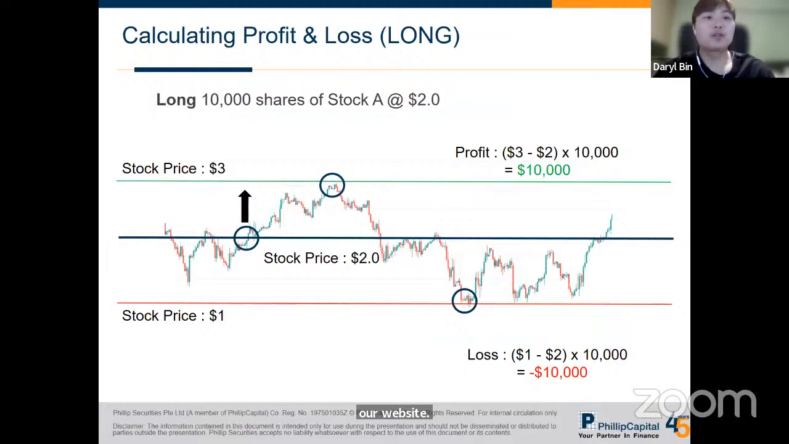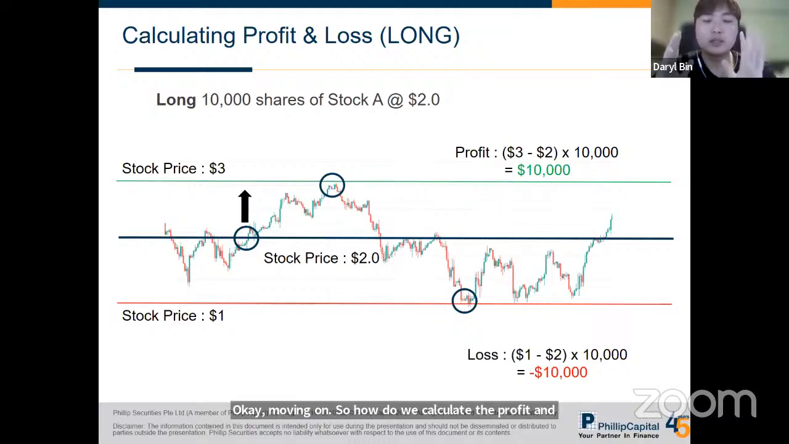Moving on. So how do we calculate the profit and loss? Assuming we long 10,000 quantities of stock A at $2. Since we're in a long position, we want the stock to go up for us to profit. So if it goes up to $3, then we are profiting $10,000. If the stock goes down to $1, we will lose $10,000. Basically, it is the difference between the entry price and the exit price multiplied by the quantity.